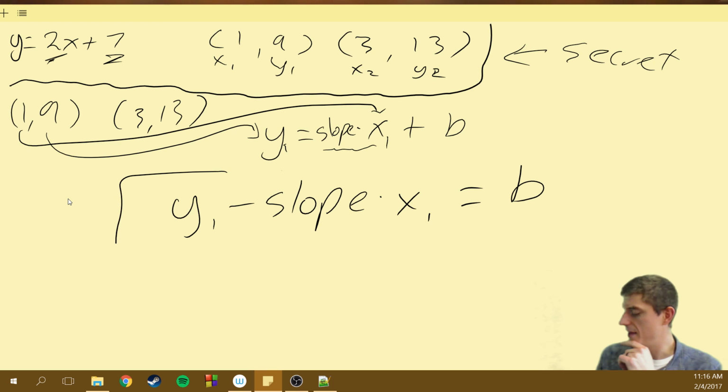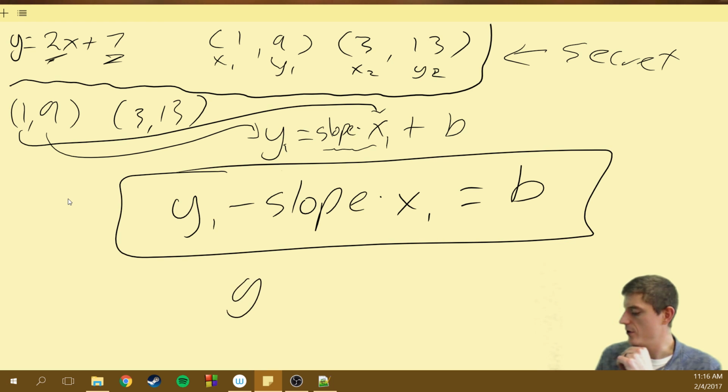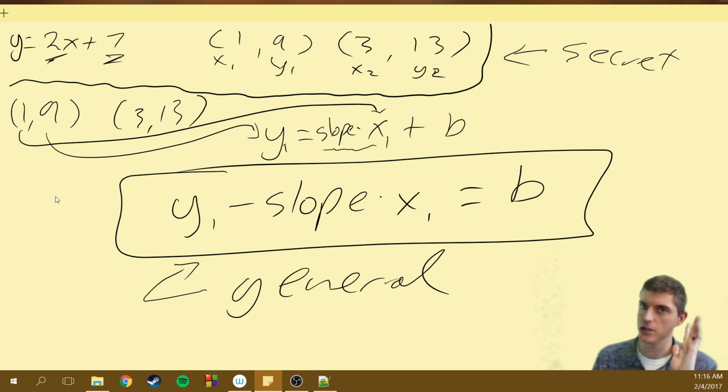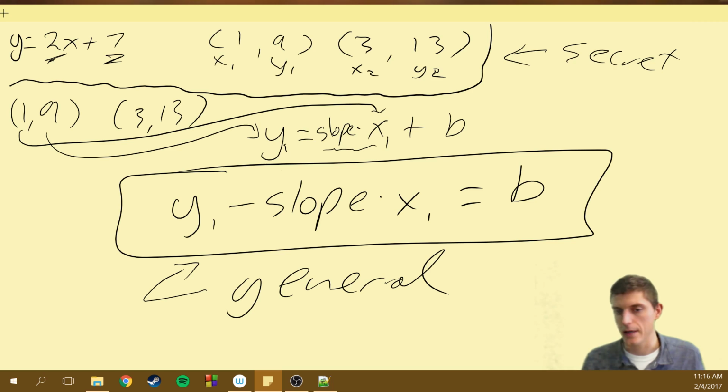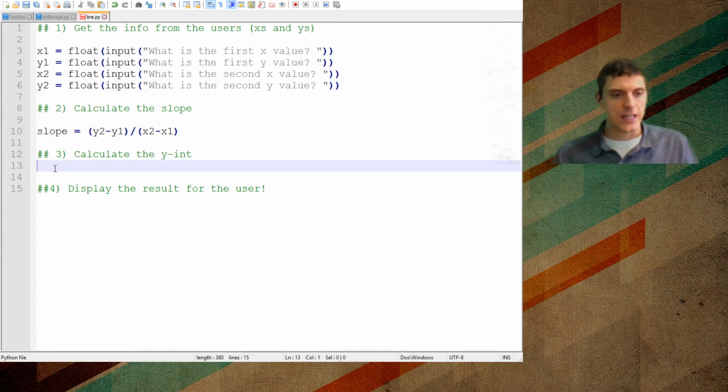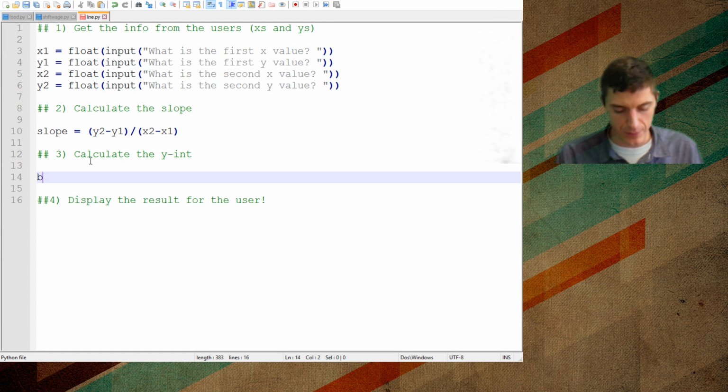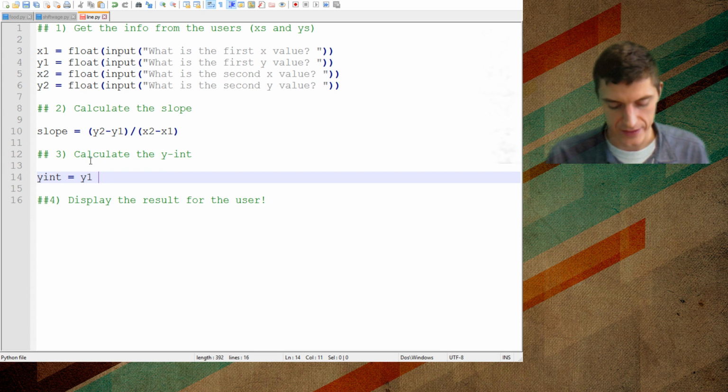So I'm going to take this as the general example, and that's what I'm going to code up, because I don't want to code each specific case. It'll just take too long and give me a headache. So let's do that. I just calculated the y-intercept. So the b value basically, or I guess I could say y-intercept like this, is equal to whatever my y1 value is minus my slope multiplied by x1.